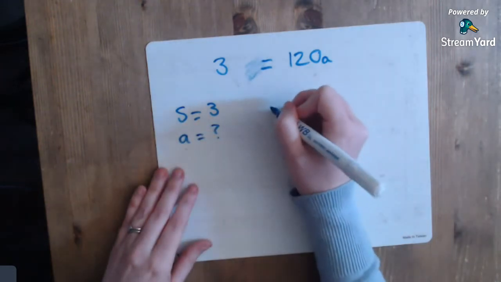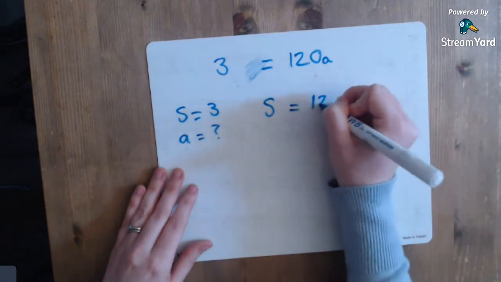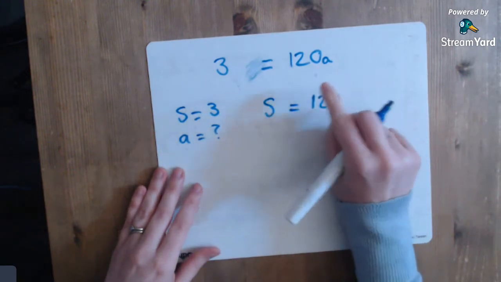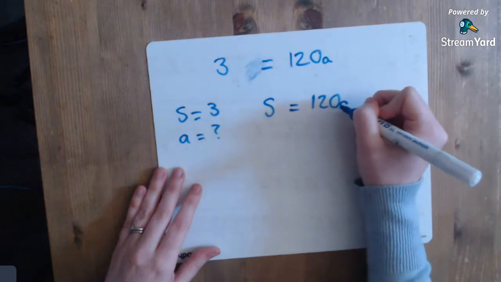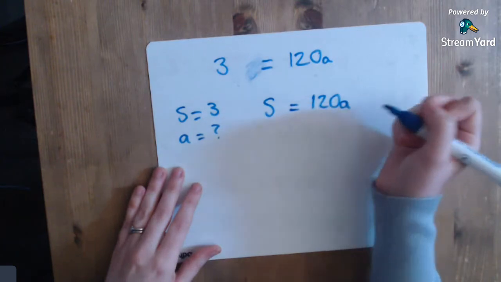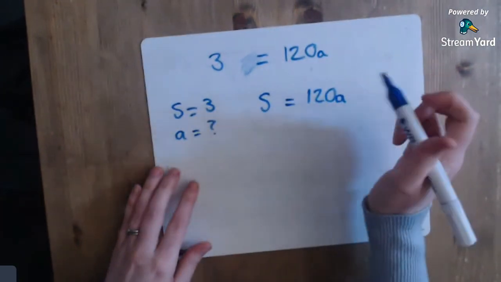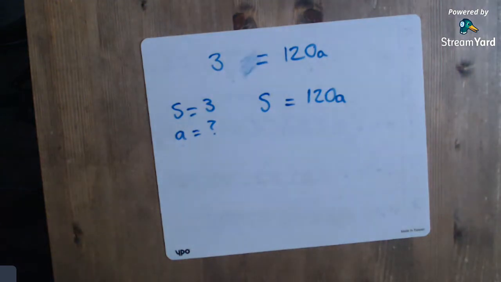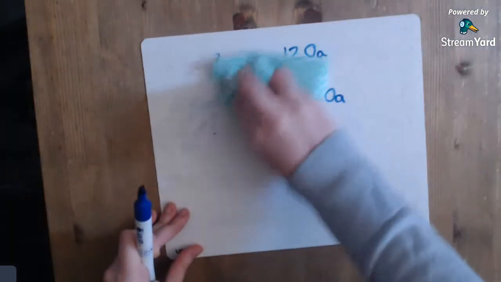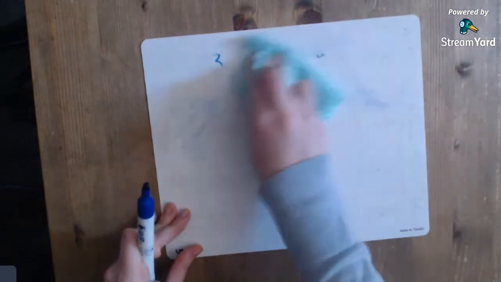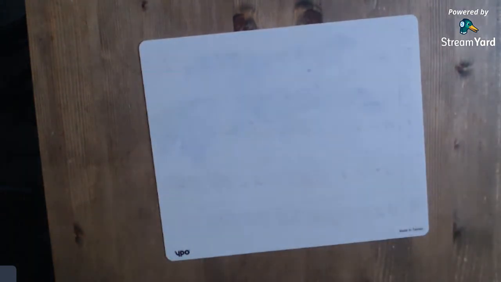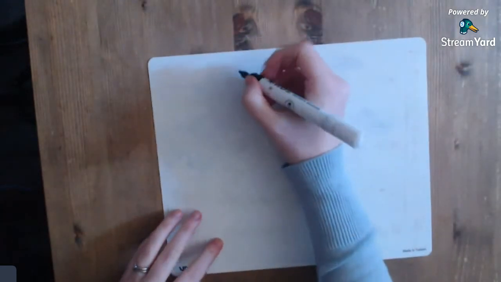We go s equals 120a. Okay, and then we can go, if we know s is 3, oh, I've not done this correctly, have I? I'm sure some of you are laughing at me now at my bad maths calculations here. Let's change pens as well because this one's staining. Right, so let's do this a different way.